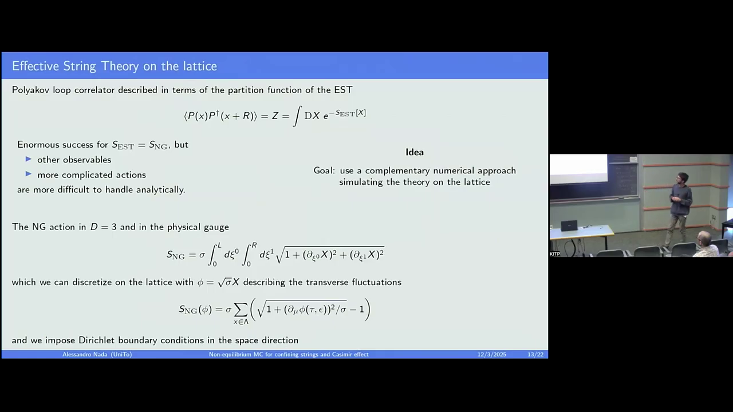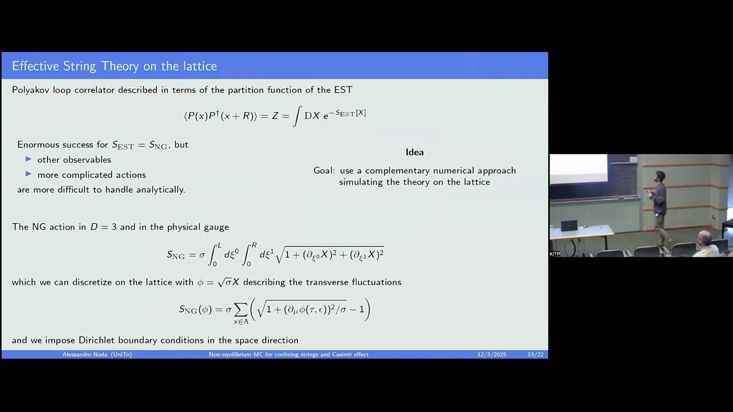But of course, there are also some other observables which are phenomenologically interesting. For example, the width of the flux tube, which can also in principle be computed in effective string theory, but it's a bit more complicated to do analytically. And you can think of, of course, more complicated actions, because we already know that the Nambu-Goto action is not the correct one, and those are also quite a bit more difficult to handle analytically.